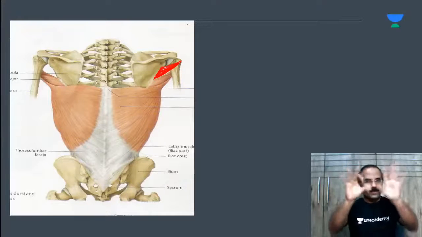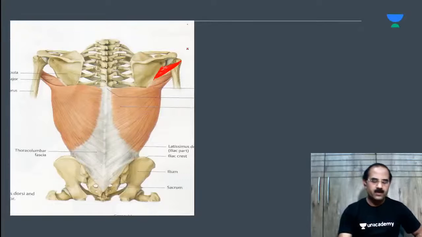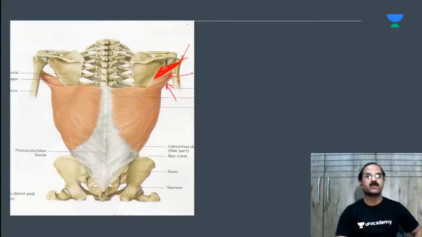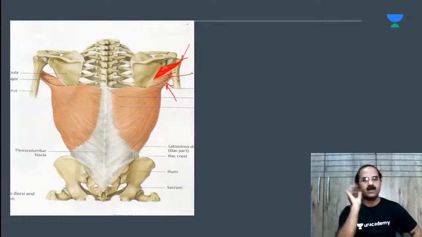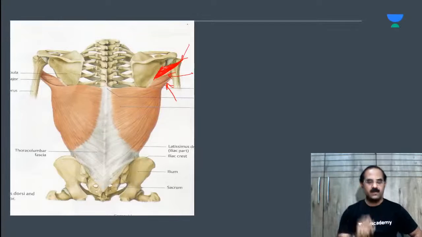So if you're looking from behind, what is this muscle? This is teres minor. What is this muscle? That's teres major. And what is this muscle? This is the Latissimus dorsi.